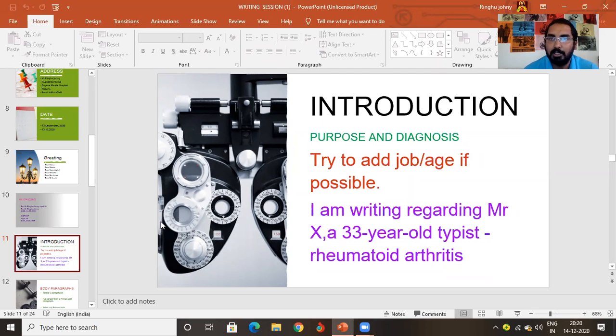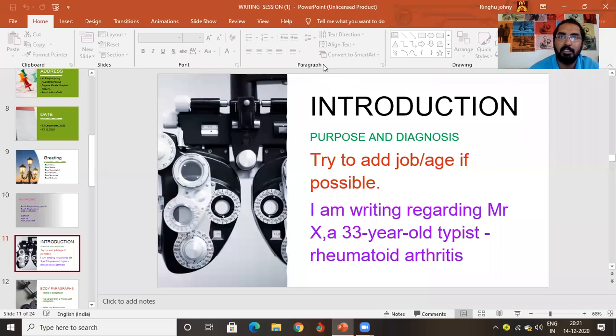And for another example, the purpose and diagnosis are both part of it. Let's imagine that I'm 33 years old and I have rheumatoid arthritis, that's the diagnosis in the task. I'm a typist or a computer analyst or something. Rather than writing the social part of that typist and everything, depending upon the age and date of birth given, I'll write: I'm writing regarding Mr. X, comma, a 33-year-old typist who has been diagnosed with rheumatoid arthritis. This one will be ideal.